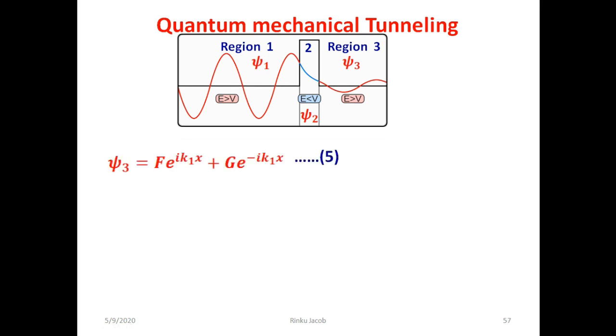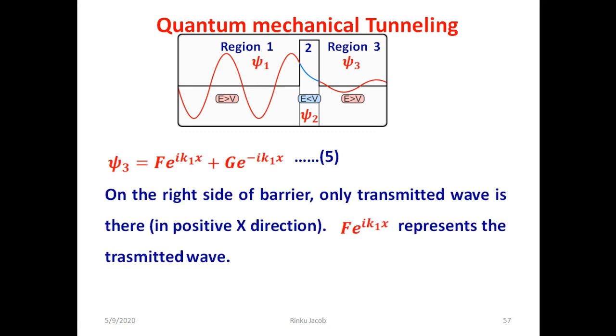Now we look into equation 5. This is the wave function for the particle in region 3. On the right side of the barrier, only the transmitted wave is there, and in equation 5, F e^(ik1x) represents the transmitted wave. As there is no reflected wave, the second term in the equation should vanish. As e^(ik1x) cannot be 0, the only possibility is that G should be 0, where G is the amplitude of the reflected wave. As there is no reflected wave in region 3, the amplitude representing the reflected wave, that is G, should be 0. So equation 5 reduces to ψ3 = F e^(ik1x), that is equation 6.